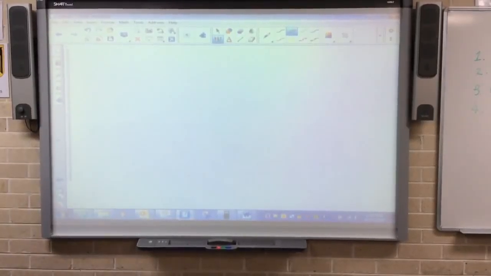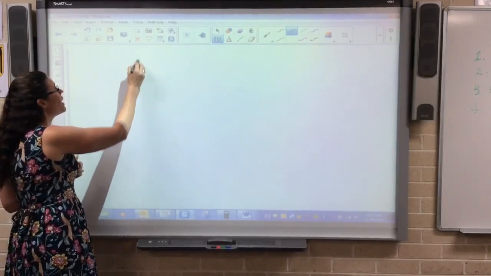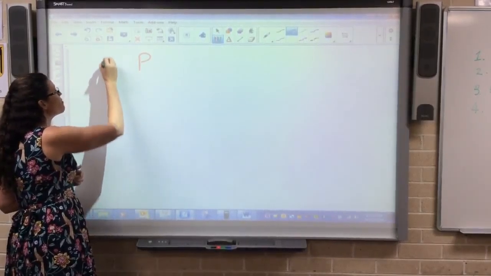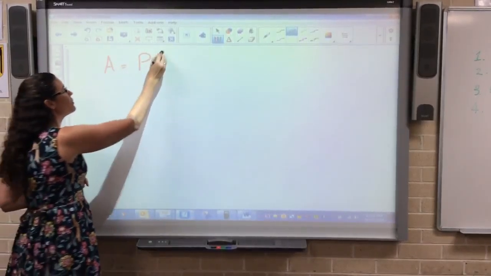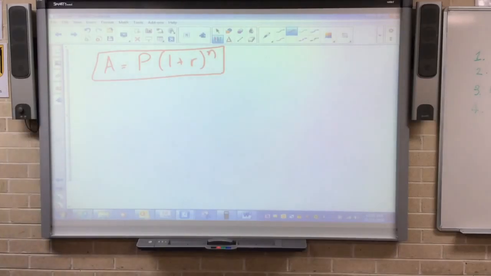Okay, compound interest. It is really important that you know the rule that the amount in the account is the principal times (1 plus r) to the power of n. You must have that memorized. I will not give it to you. If you don't know that, you're going to fail the financial math section.